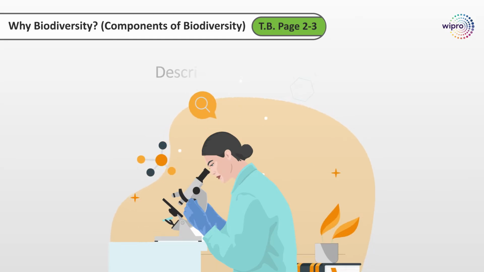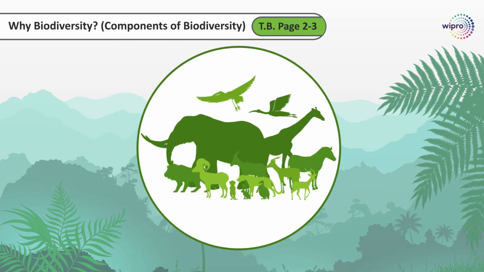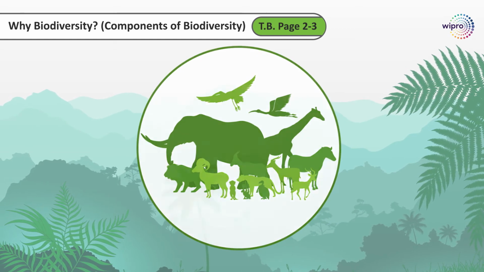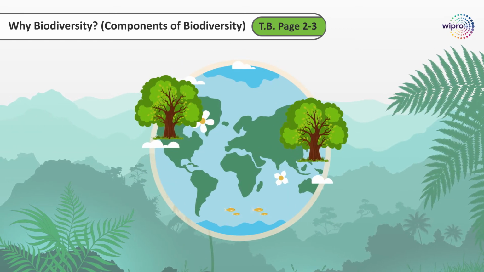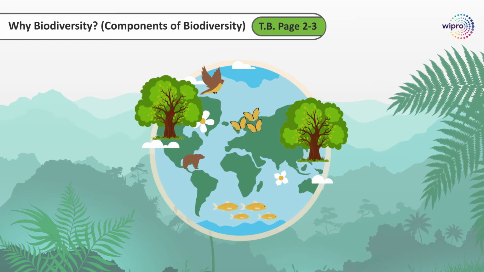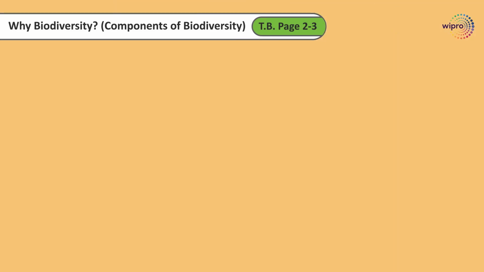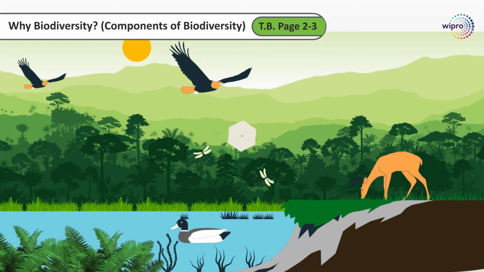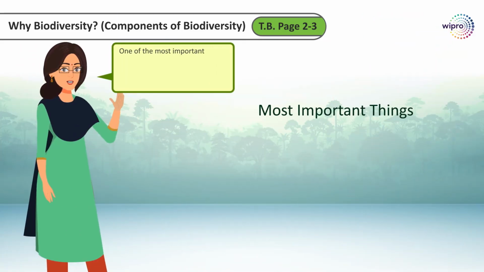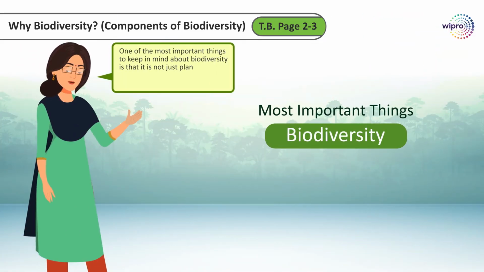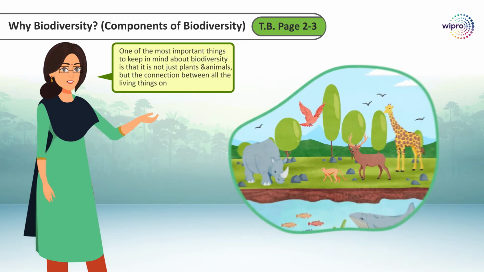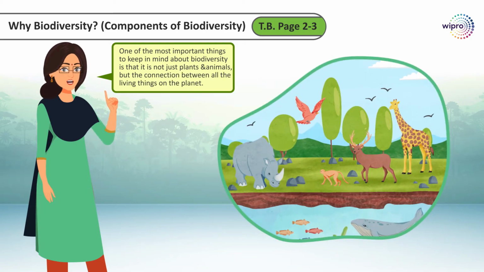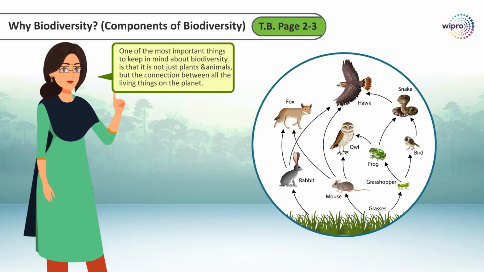Scientists use the term biodiversity to describe the connections and variety of living things in a given area. This area can be as small as a puddle of water or as big as the whole Earth. A healthy, complex and stable ecosystem has a lot of different kinds of organisms. One of the most important things to keep in mind about biodiversity is that it is not just plants and animals, but the connection between all the living things on the planet.